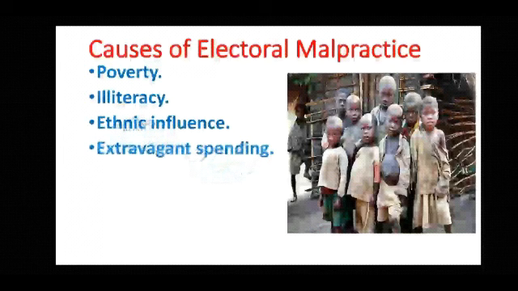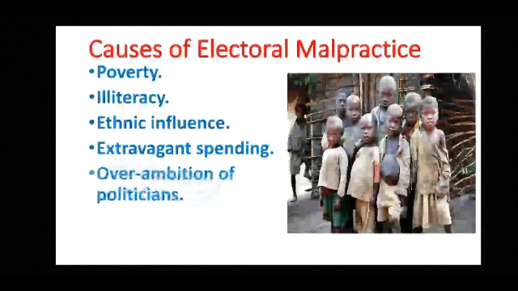We have extravagant spending. Spending extravagantly and unnecessarily by politicians is one of the causes of electoral malpractice in Nigeria. And again, some politicians are over-ambitious. They have over-ambition and they are desperate. And this desperation would want them to be in political office at all costs.